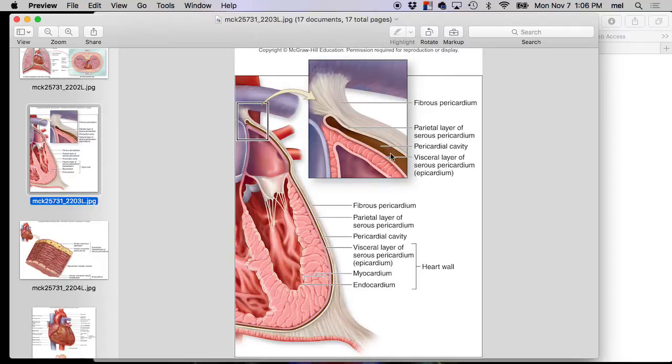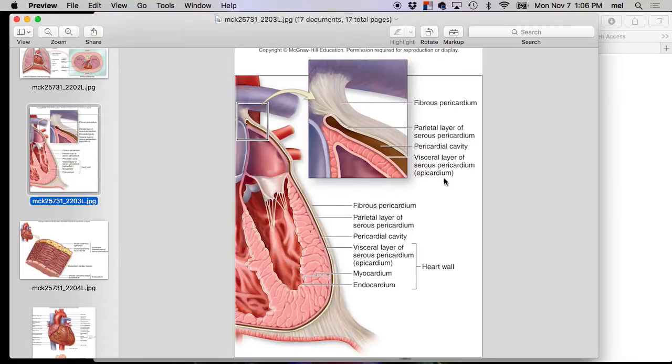Okay, so now if we start moving in, by the way, your textbook decided to try to confuse you. I don't know why they did this, but instead of calling this the parietal pericardium, they called it the parietal layer of the serous pericardium, as if you don't have enough words to know. You don't have to call it that. It's the parietal pericardium. You already learned that. And this one right here is called the visceral layer of the serous pericardium, but it's the visceral pericardium, okay?